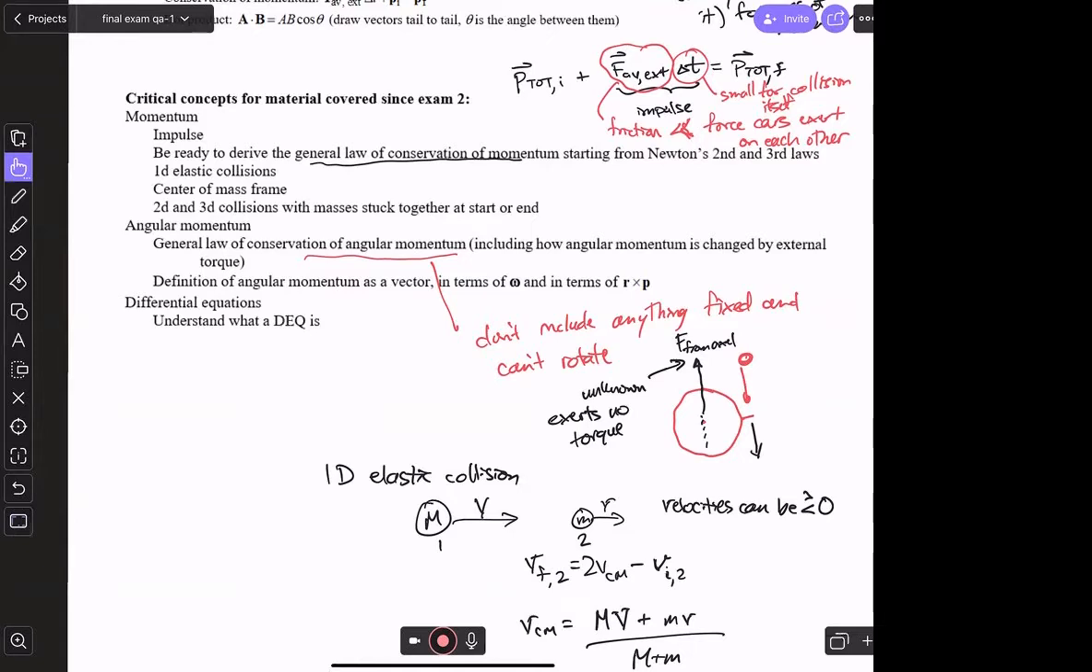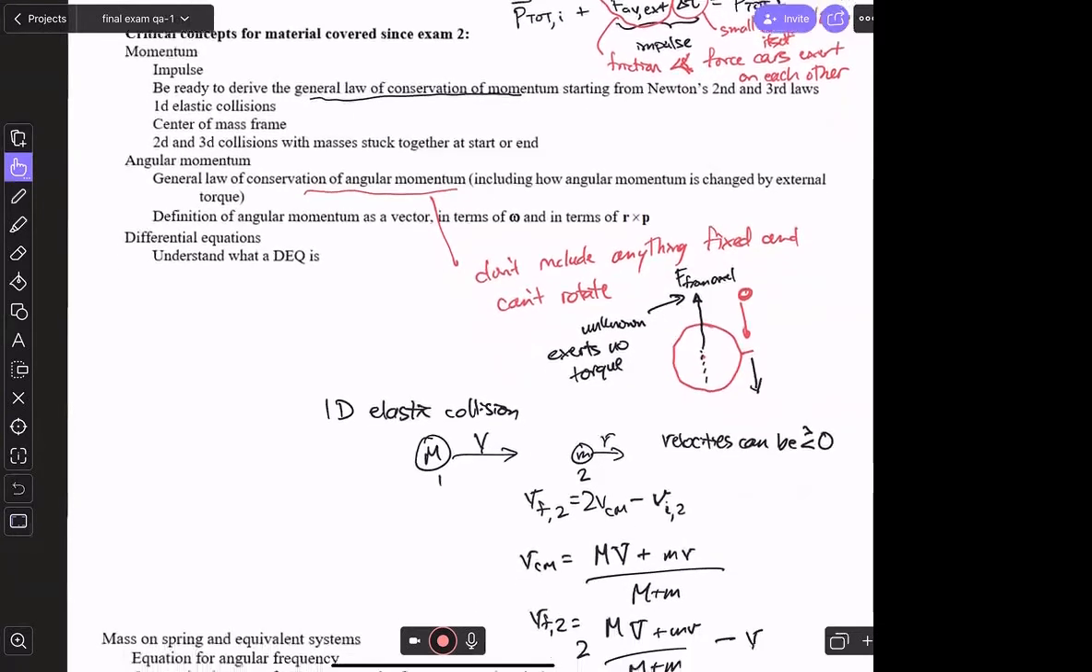Differential equations. So remember, we only talked about differential equations literally for like 15 minutes. So I'm not going to ask you any hard questions about these, but I do expect you to understand what a differential equation is.